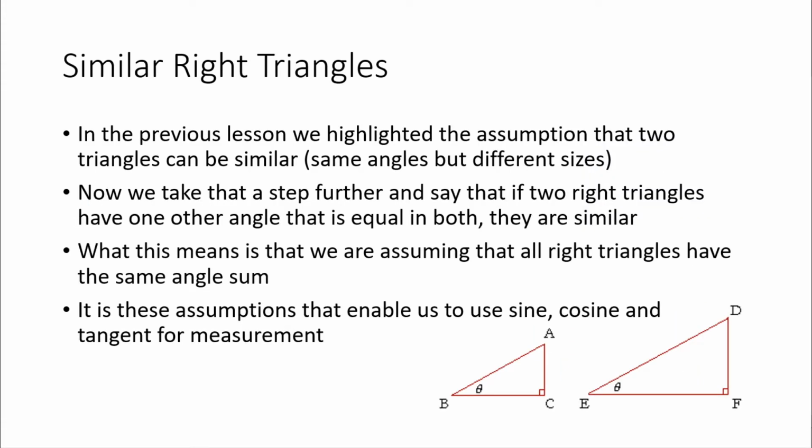So in the previous lesson we highlighted the assumption that two triangles can be similar. In other words, it's possible to have two triangles with all corresponding angles equal but different sizes, one being larger than the other. Now we're going to take that a step further and say that if two right triangles have one other angle that's equal in both, they're similar. Where this leads us is we're going to end up assuming that all right triangles must have the same angle sum. And it's these assumptions that enable us to use sine, cosine, and tangent for measurement.